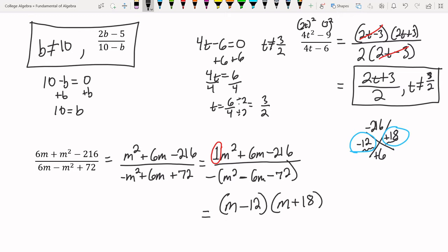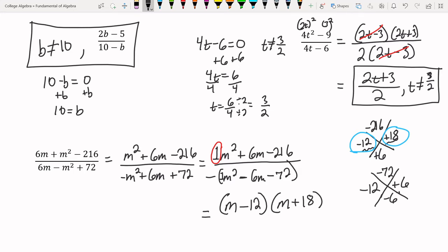The denominator also has a equal to 1. So if we can figure out the two numbers, then we can immediately factor it. A times c is negative 72. The middle coefficient is negative 6. Here again, you can try and find the factors of 72. What you'll find is we have negative 12 and positive 6.